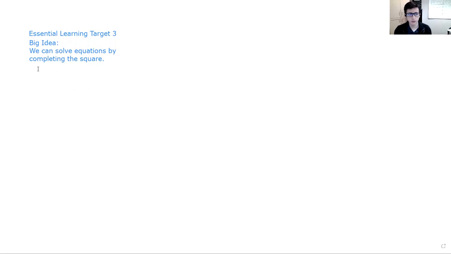So let's do our first example. It's going to be the only one that we have time for today. So example 1. And let's write it out. We've got 6x squared minus 48 equals negative 12x.